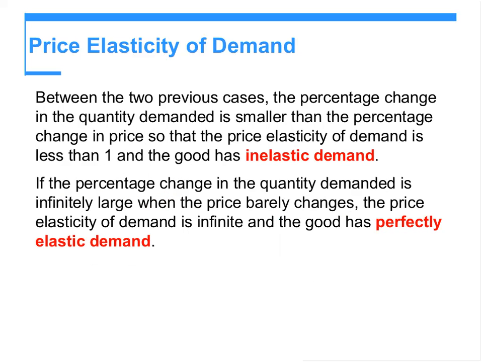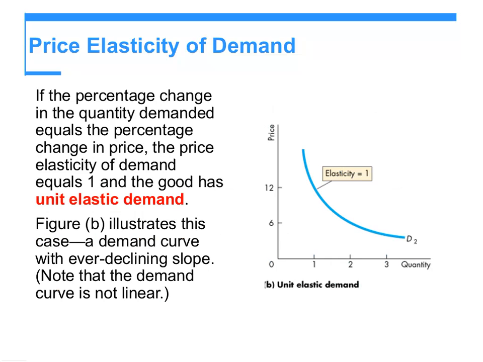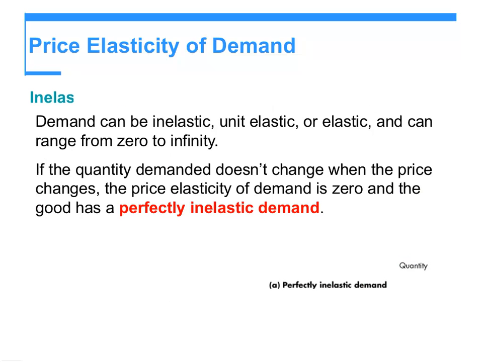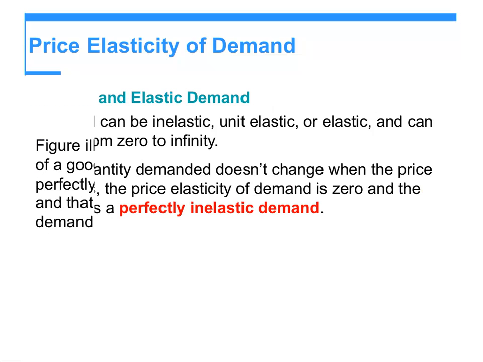The price elasticity of demand between the two previous cases: the percentage change in the quantity demanded is smaller than the percentage change in price. So the price elasticity of demand is less than 1 and the good has inelastic demand. Or it can be vice versa. When you have elastic demand, it's more than 1, we call elastic demand. If it's less than 1, we call it inelastic. If it's 1, we call it exactly unit elastic demand. So we have unit elastic demand and we have inelastic demand.